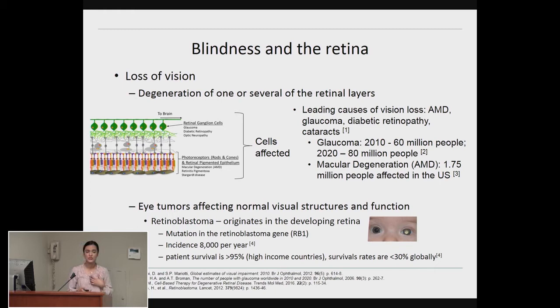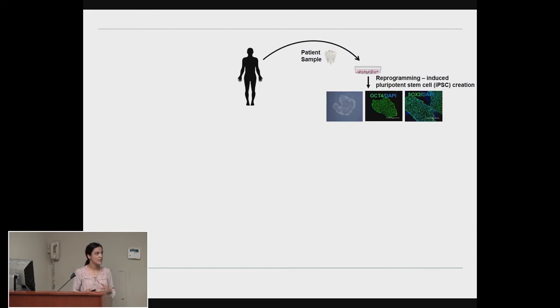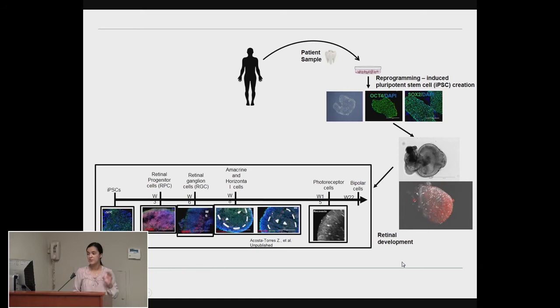In order for us to understand more about these diseases and to be able to tackle them, we have developed a patient-specific approach in which we take a patient sample, in this case cells from the dental pulp, and we reprogram them into induced pluripotent stem cells. iPSCs are somatic in origin, and after reprogramming, they express characteristics of embryonic stem cells. So we use these cells to create organoids that are capable of differentiating into every single type of cell in the retina in a very stratified order, mimicking how it happens in vivo.